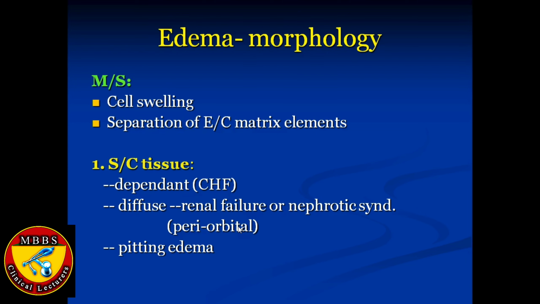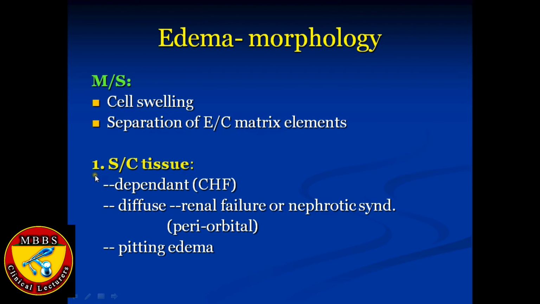Now moving on to the morphology. Grossly, the subcutaneous tissue appears to be swollen, and even if it involves various organs like the lungs or the brain, they appear to be swollen. Microscopically, there is accumulation of fluid in the interstitium, but there is some swelling of the cells as well. And this interstitial accumulation appears microscopically in the form of separation of the extracellular matrix elements.